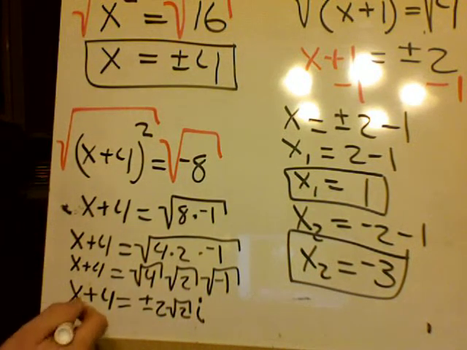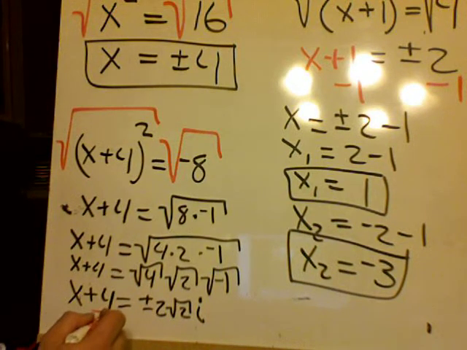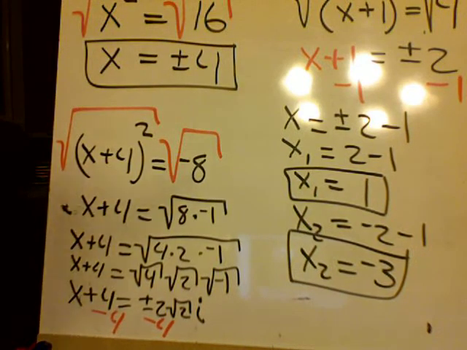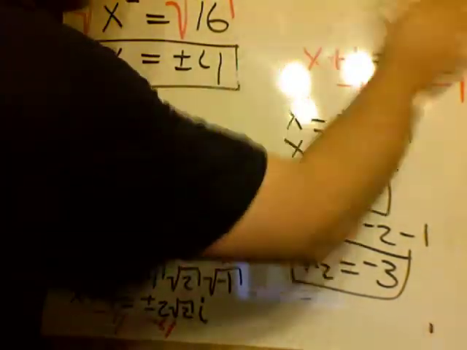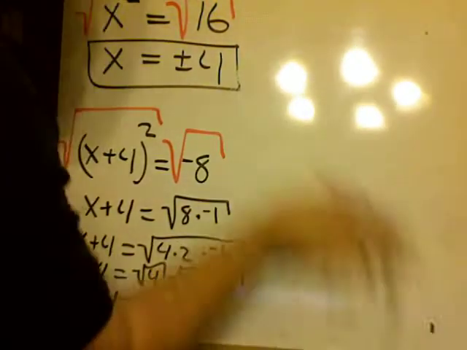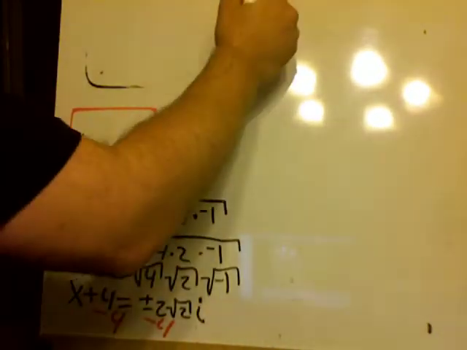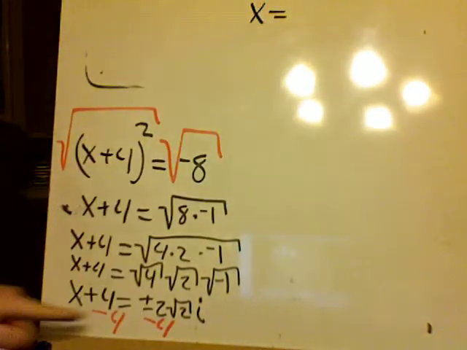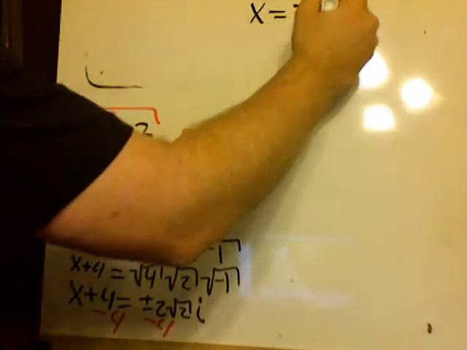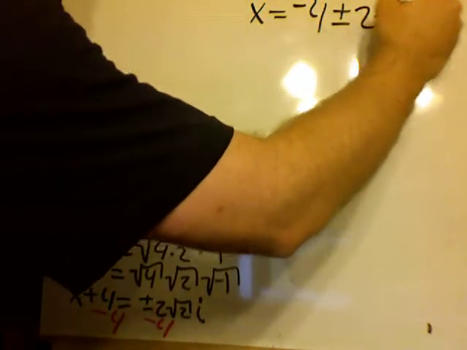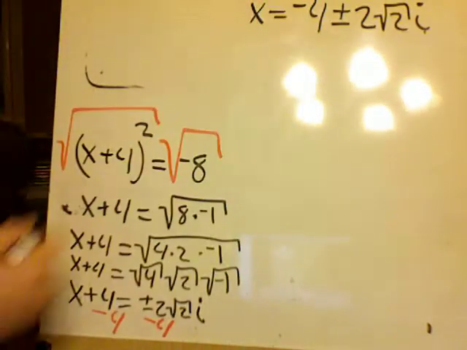I'm not done solving for x, right? That was the whole purpose of all of this. Solve for x. So I'm going to subtract 4 on both sides. Maybe I should have done this problem in two goes, but oh well. So x equals, well, I've got a negative 4 here, plus or minus 2 square root 2i.